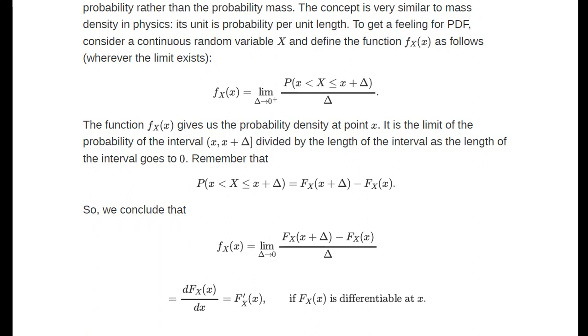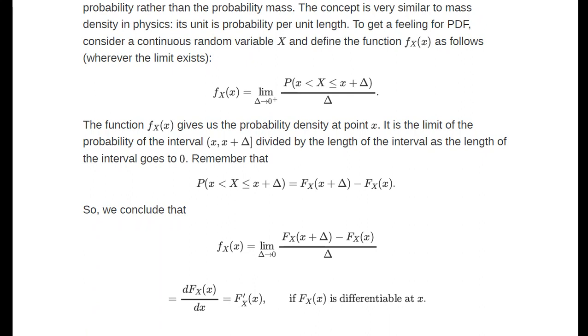The function f_X(x) gives us the probability density at point x. It is the limit of the probability of the interval (x, x+Δ) divided by the length of the interval, as the length of the interval goes to 0. Remember that the probability of X being between x and x+Δ is equal to F_X(x+Δ) minus F_X(x).